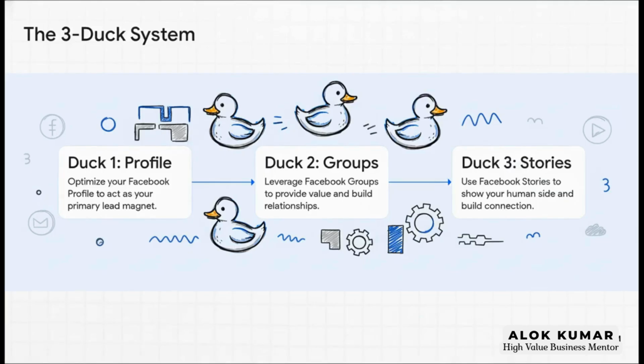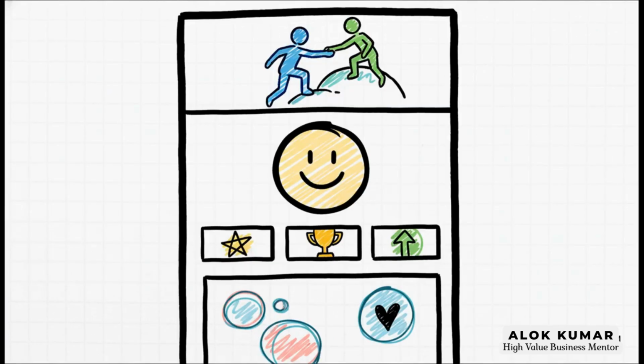I call it the 3-duck system. And yeah, I know it might sound a little bit silly, but it's a really simple metaphor. Just like getting your ducks in a row, these 3 pieces have to work together perfectly. They are the 3 essential pillars for generating organic leads, especially on a platform like Facebook. The first duck, and honestly, the most important one, is your profile.